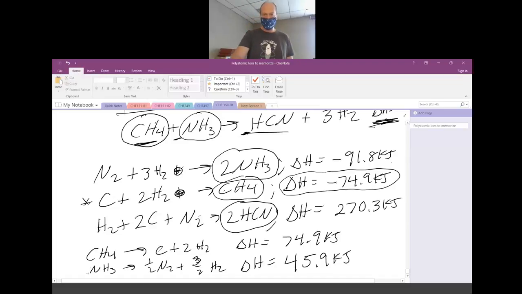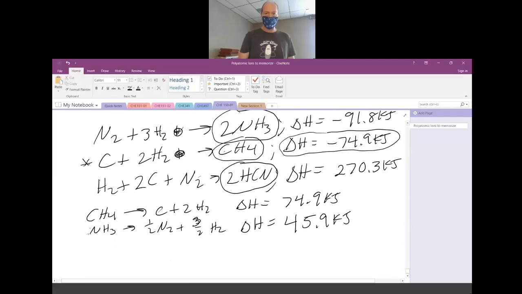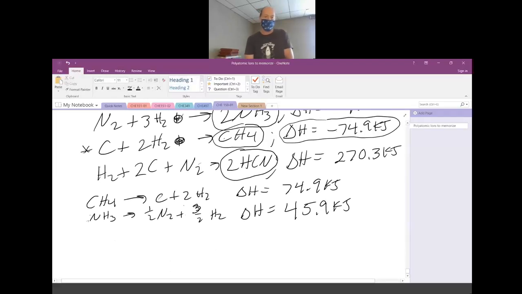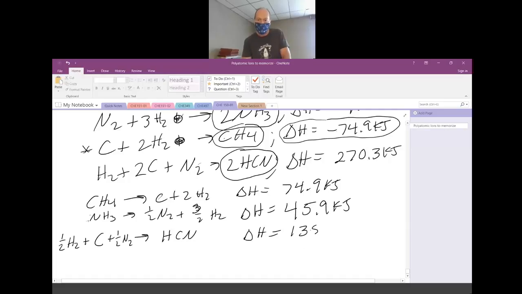And now the HCN is on the right side, except I only want 1, so I have to multiply that through by 1/2. And so I have 1/2 H2 plus carbon plus 1/2 N2 yields HCN. And that has the delta H of half of this, which is 135.15. So I don't change the sign because the HCN was on the correct side. I wanted it to stay on that side.